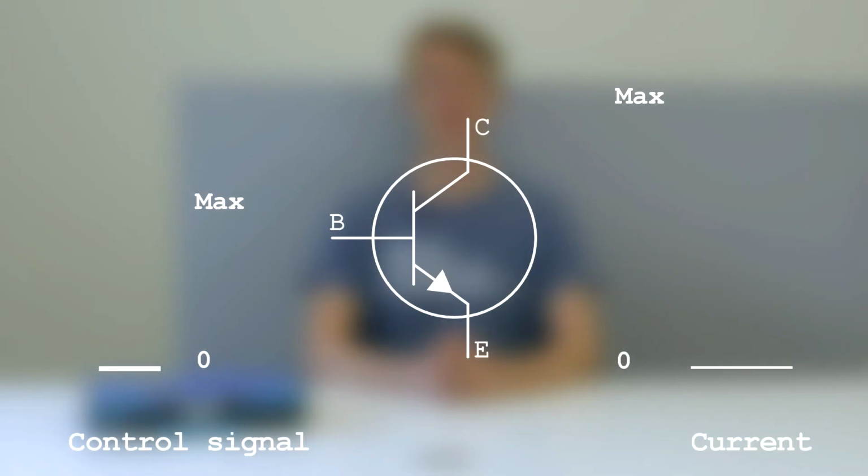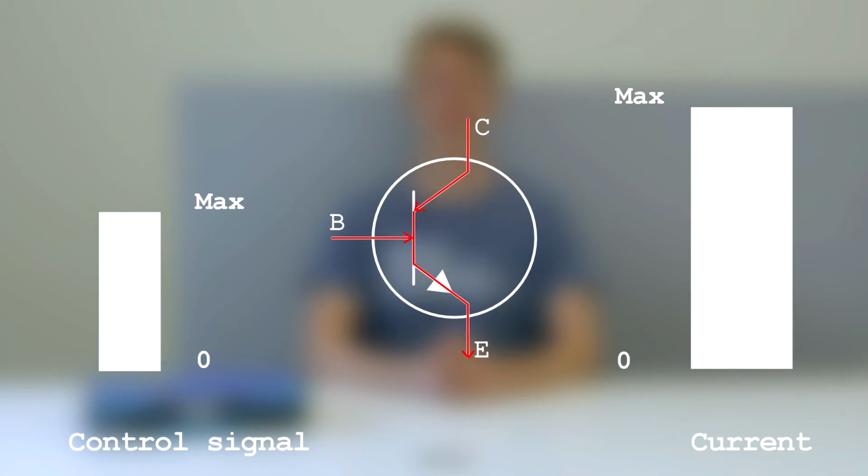The base terminal is the input for the control current or voltage and alters the current flow between the collector and the emitter. If the control signal is zero, the transistor acts as an open circuit and no current flows through it. When the control signal is high, the transistor acts as a short circuit and current flows freely. The key point is that the control signal can be a multitude smaller than the current flowing between the collector and the emitter.